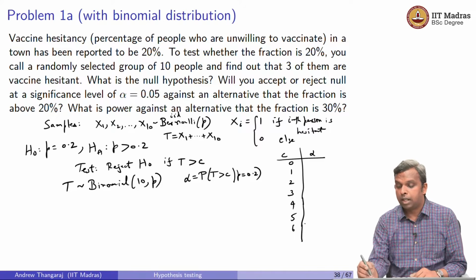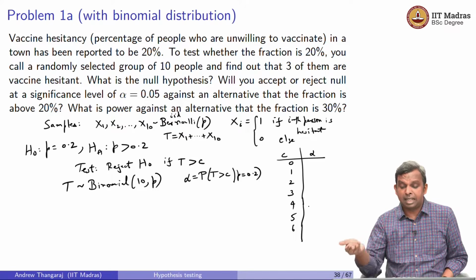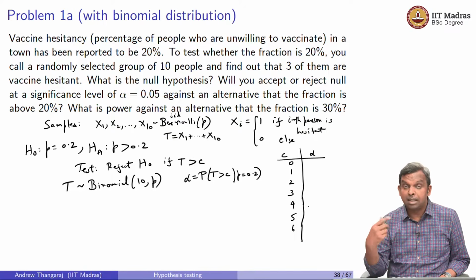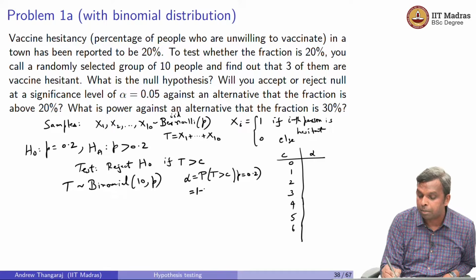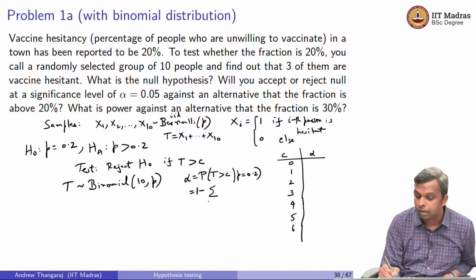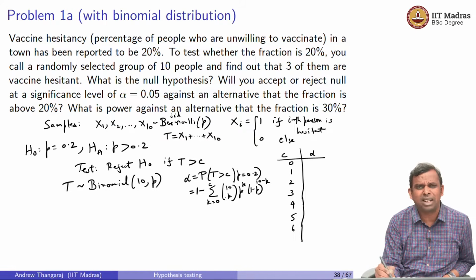Let's figure out what alpha will be. The probability that T is greater than c is 1 minus the binomial CDF, probability T is less than or equal to c, right? So how do I do this? Summation k equals 0 to c of 10 choose k, p to the power k, 1 minus p to the power 10 minus k. So it's a complicated little calculation.